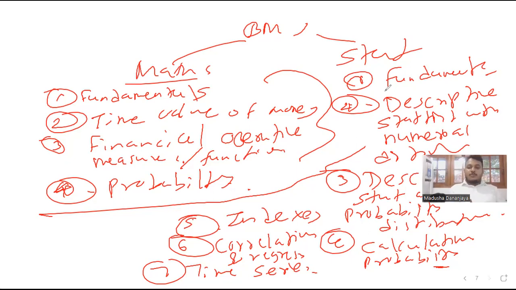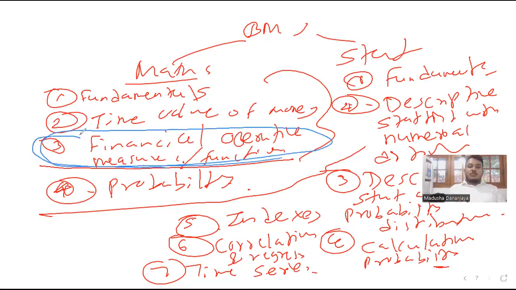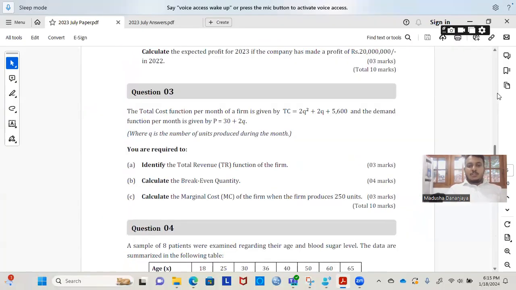Now, according to the list provided by the AAT Institute to me, students have failed to score in this area last time. So they have asked me to do some questions from this lesson, financial operative measures and functions. So I will take that lesson and explain you how you can approach that question and get the correct answers, right? Okay, so let me open the question paper, same question paper, which is a 2023 July paper. In that paper, there was a question from this lesson, right? Let me open it. Question number 3.